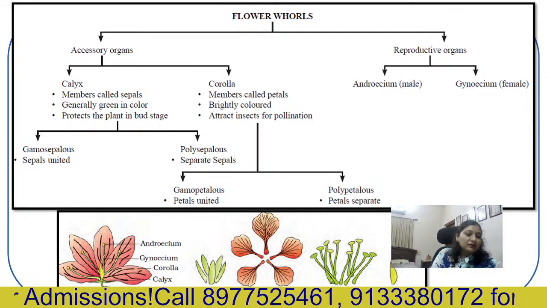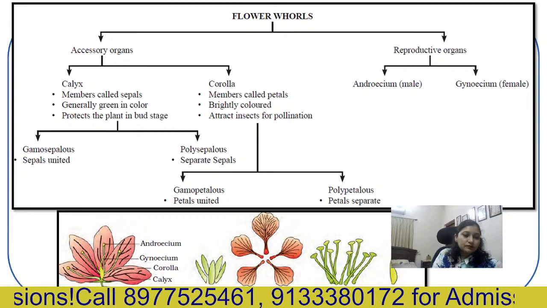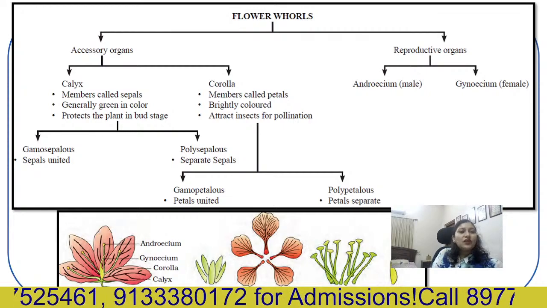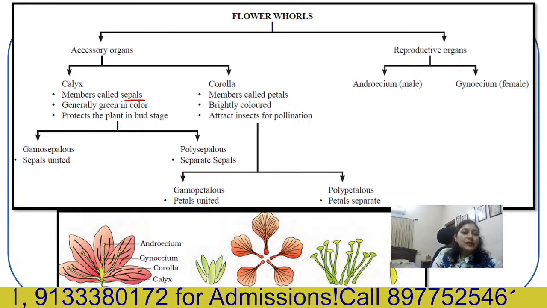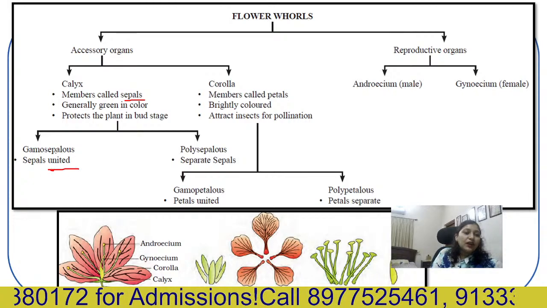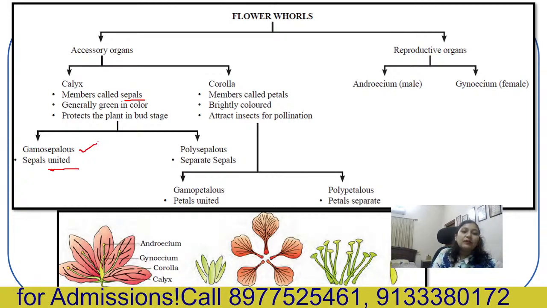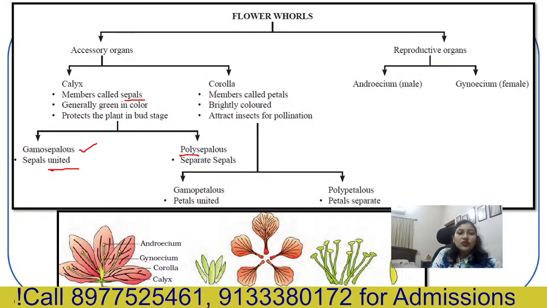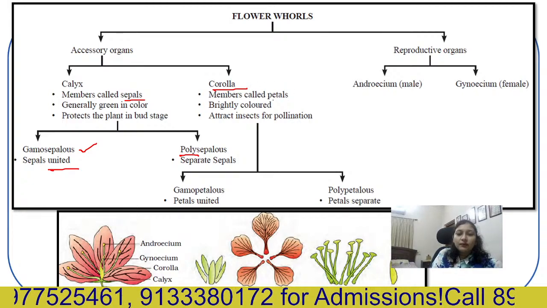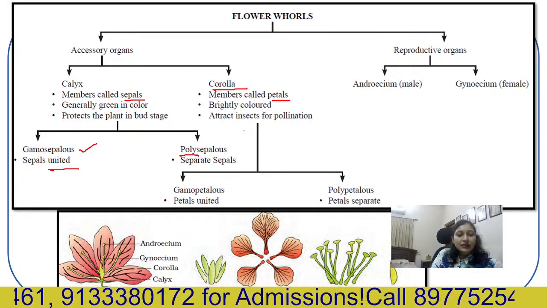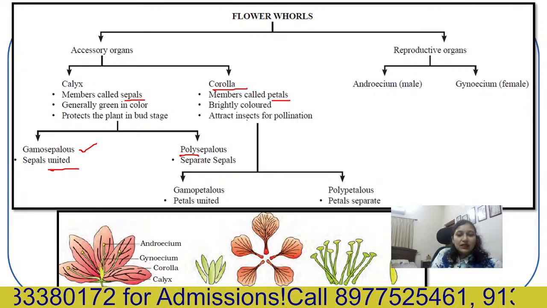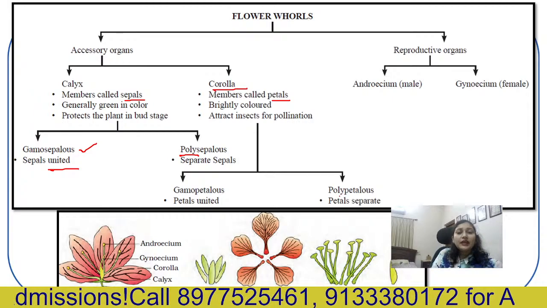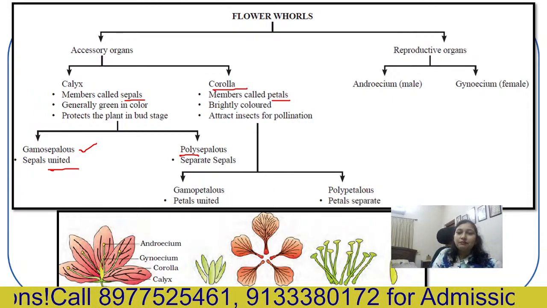So in case of flower, members of calyx are known as sepals. If sepals are united, it is known as gamosepalous flower. If they are separated, it is called polysepalous flower. Same in case of corolla. Members of corolla are called petals. If they are united, they are called gamopetalous. If they are separated, they are called polypetalous.